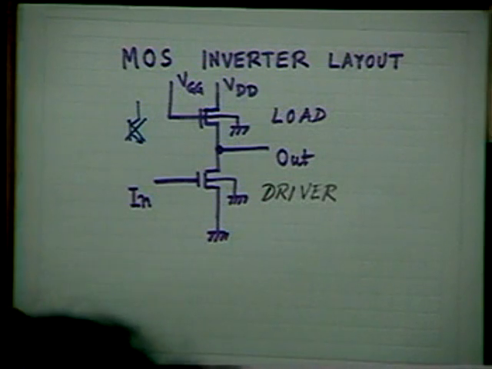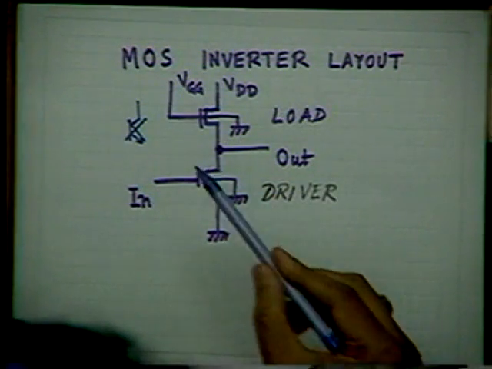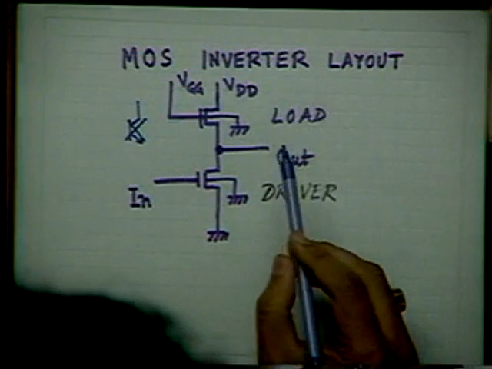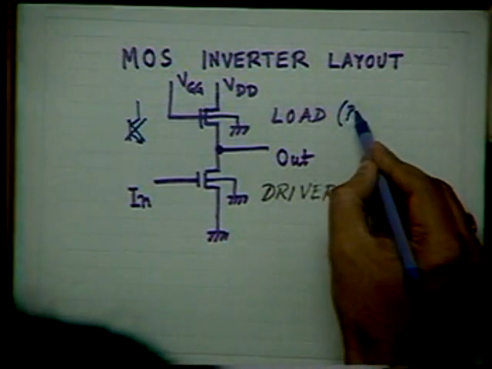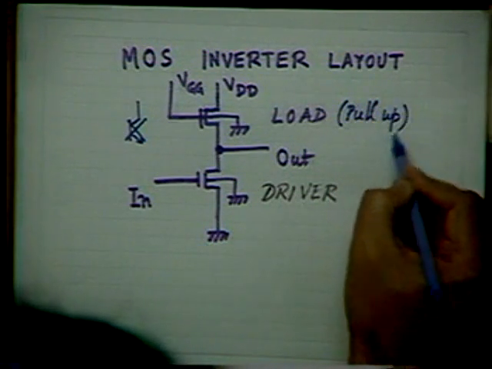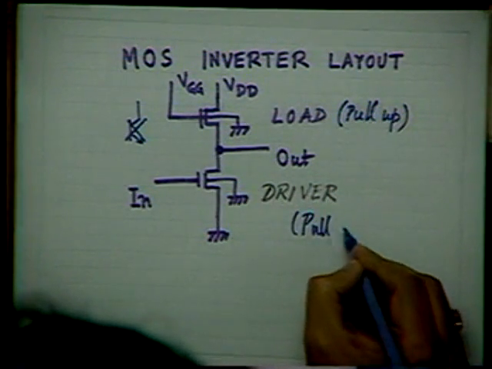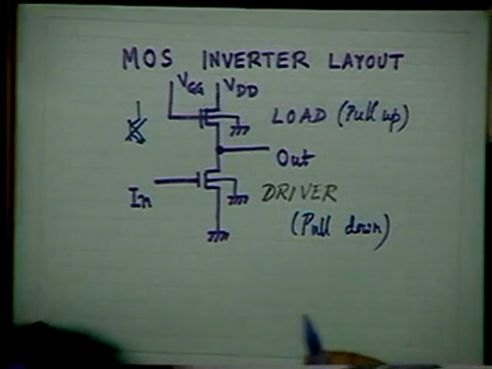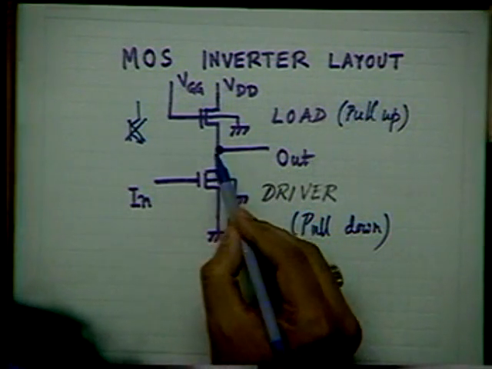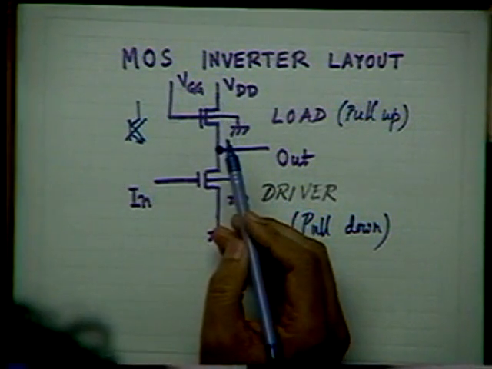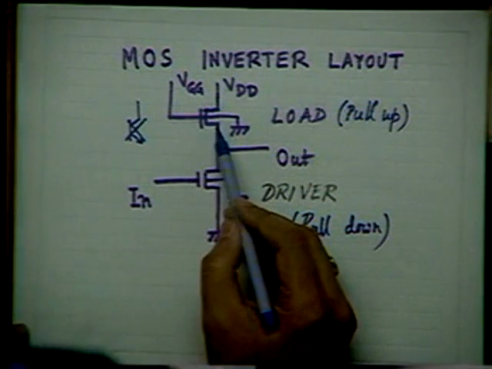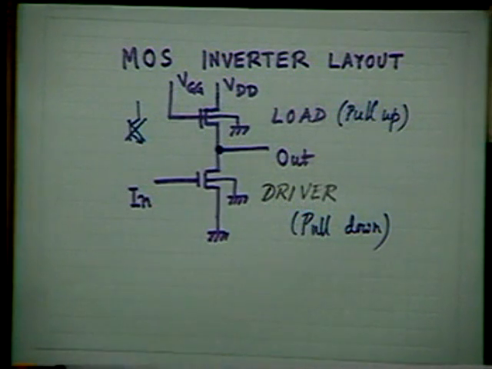You see that this is the basic inverter, where I told you that this transistor is called the load transistor or pull-up transistor, and this is the pull-down. Okay, and this particular load transistor, I told you that there may be various possibilities. The load transistor may be an enhancement mode transistor, but kept either in linear region or saturation region.